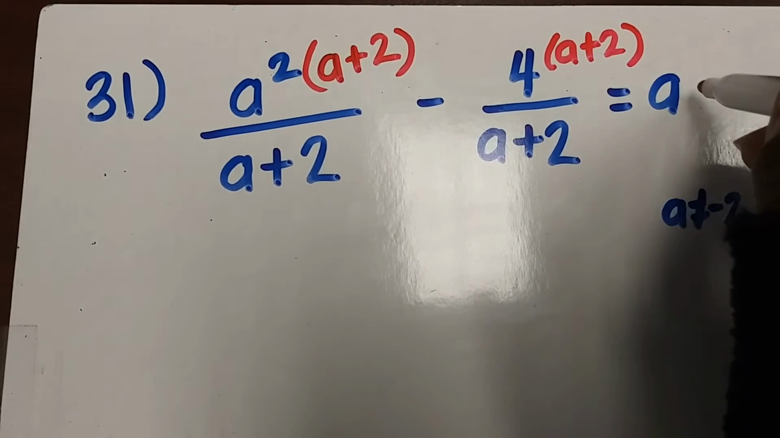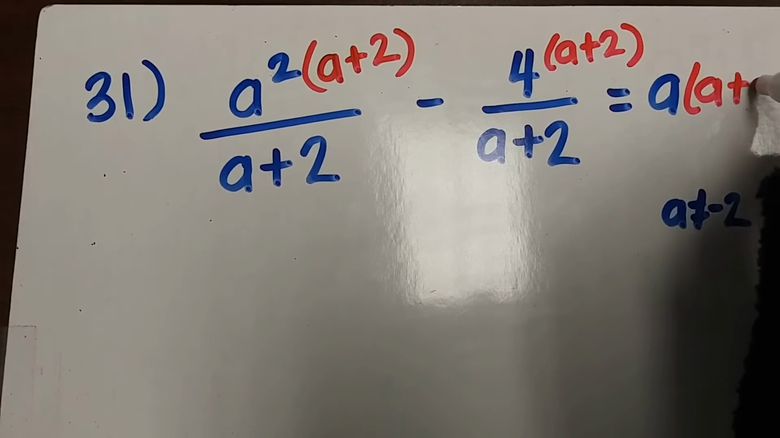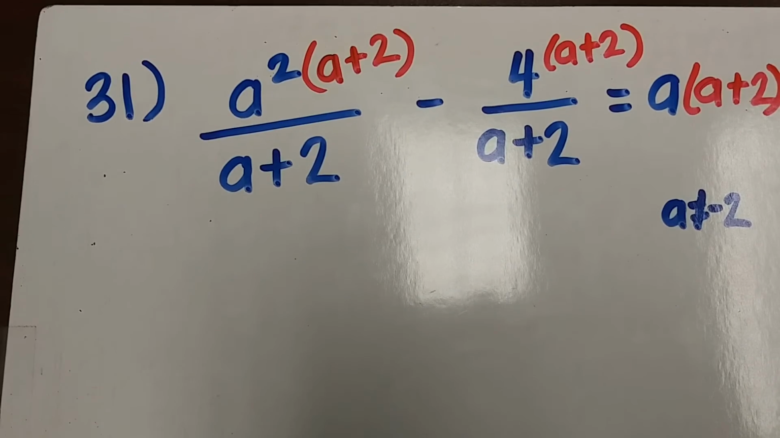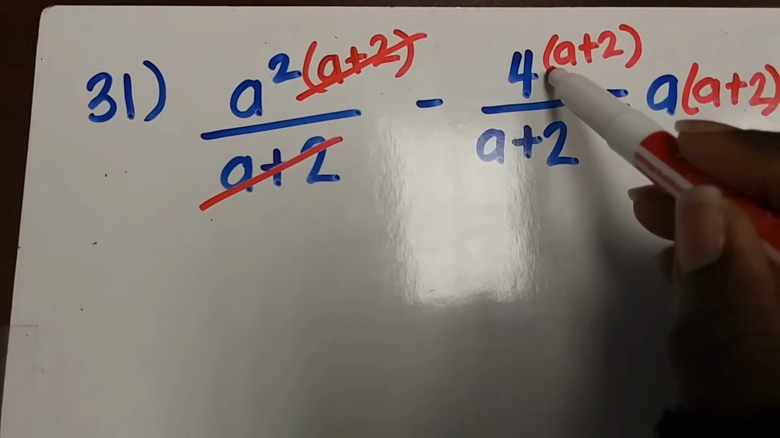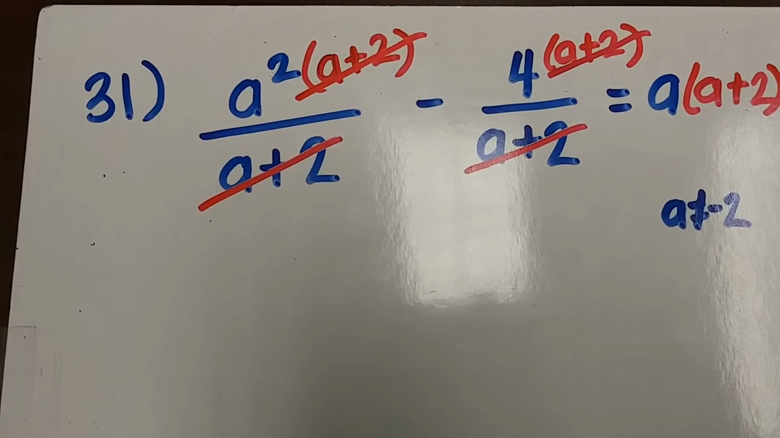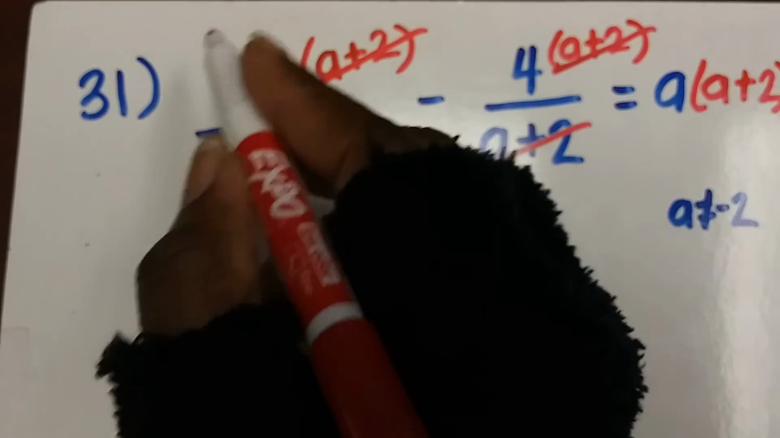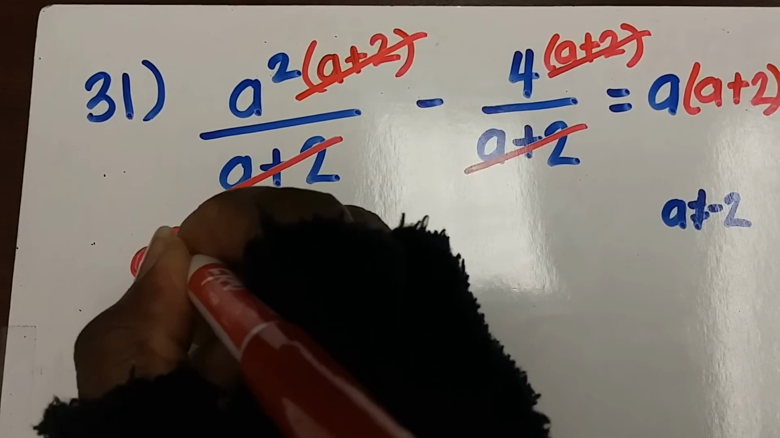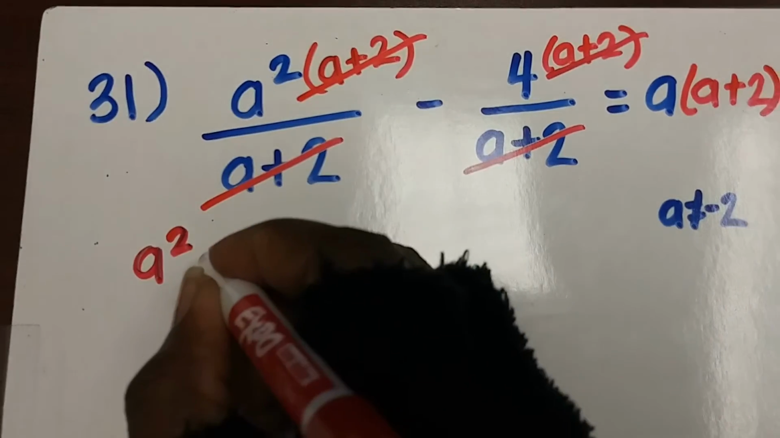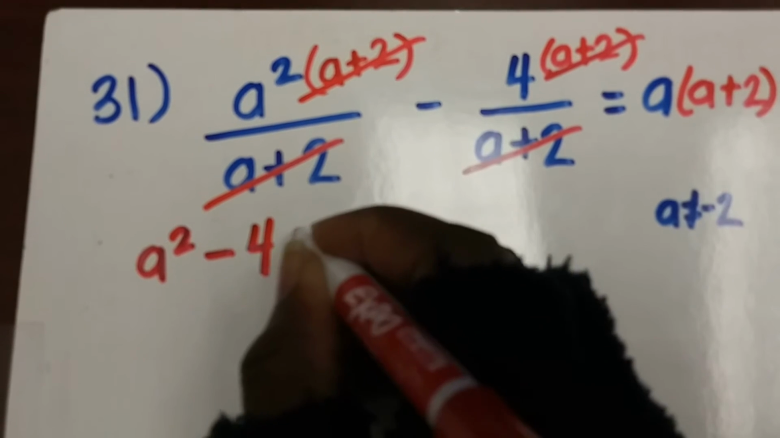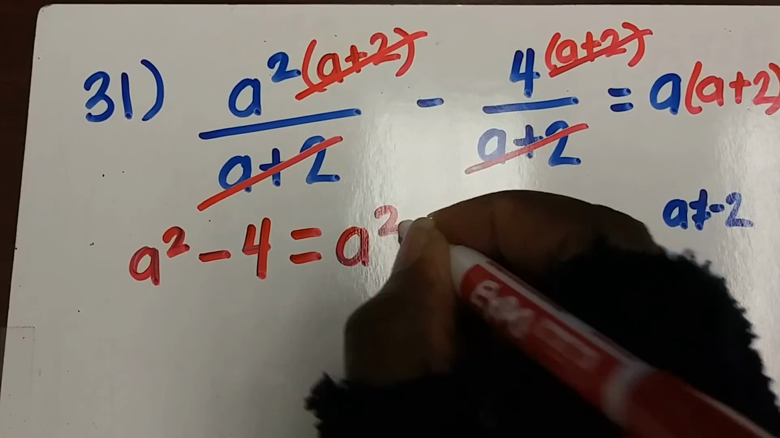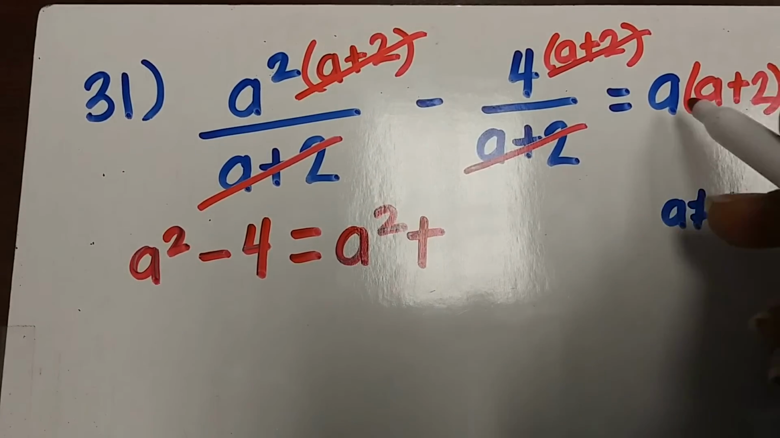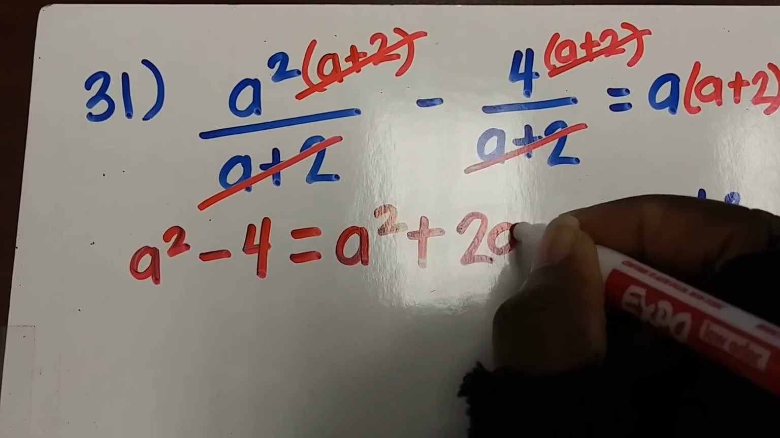Every part, I'm going to multiply it by a plus 2. Let's do the math. These cancel to 1. A plus 2 here cancels to 1 also. Write down what is left over. In the first section, I see a squared. In my next section, I see minus 4 equals a times a is a squared, plus, a times 2 is 2a.